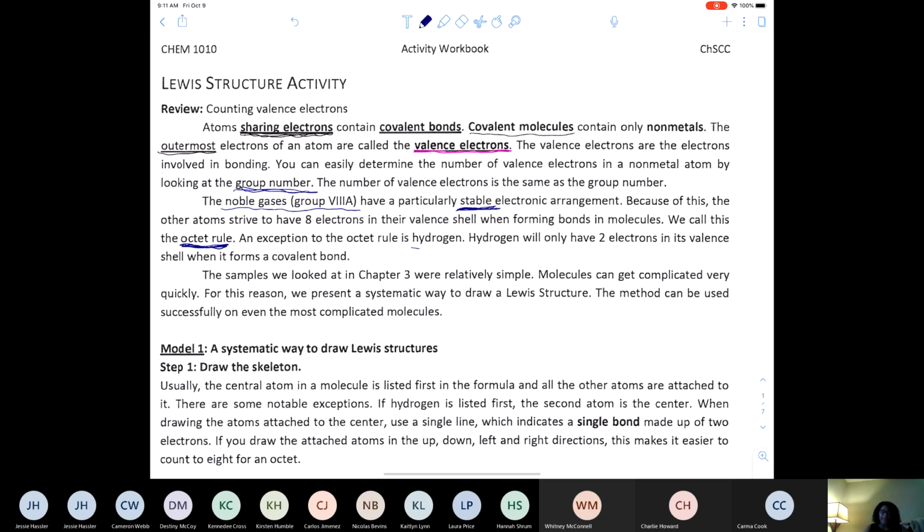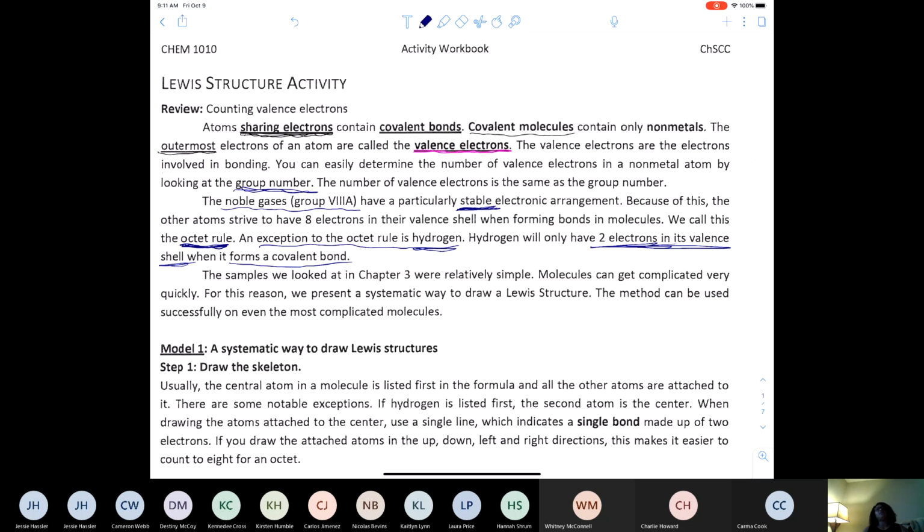Hydrogen is one of those atoms that is an exception to the Octet Rule. Hydrogen shares its 1 valence electron with another atom. Hydrogen will have only 2 electrons in its valence shell once that covalent bond is formed. And hydrogen is perfectly happy, perfectly stable, only having 2. Whereas other nonmetal atoms are going to want to achieve the Octet Rule and have 8 valence electrons in their outermost shell when they form a covalent bond with another atom.